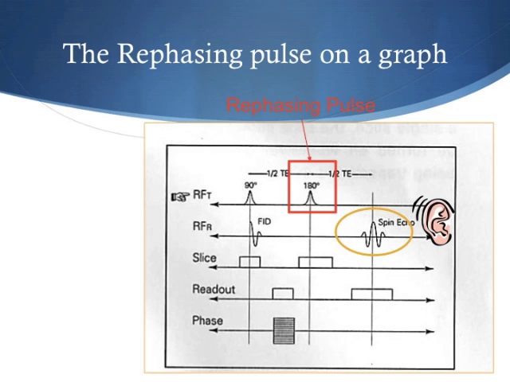Okay, so we've covered the first column of events that happen on the graph. We've covered the RF transmitter and the 90-degree excitation pulse, the RF receiver and its free induction decay. Let's move on to the actual rephasing pulse, which creates the MR signal that we actually use through the Larmor equation.